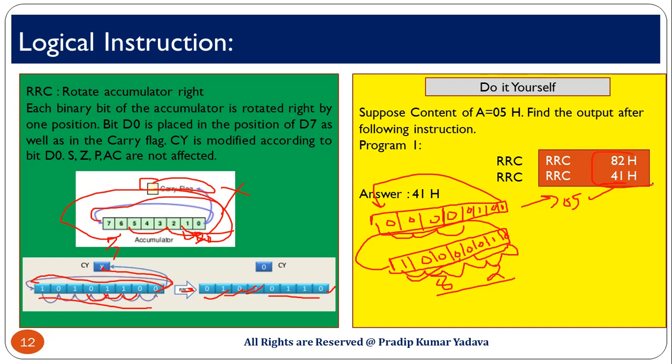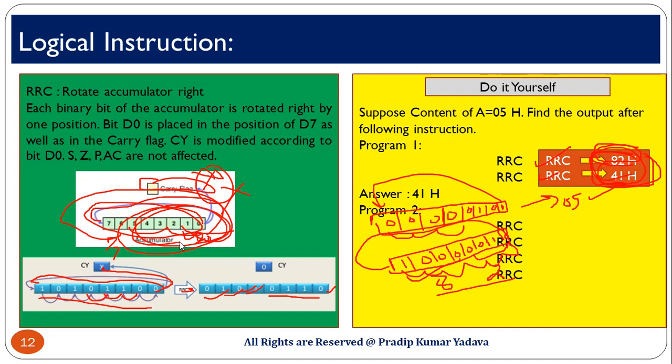Now here you can see that after writing RRC 2 times we can get half of this number, okay. This is applicable only for even numbers, not in case of odd numbers. So this is the process of how RRC is going to work. Just ignore this carry flag, because we are not using this carry flag for shifting data. Only this is being used, that's why I am saying you can ignore it.